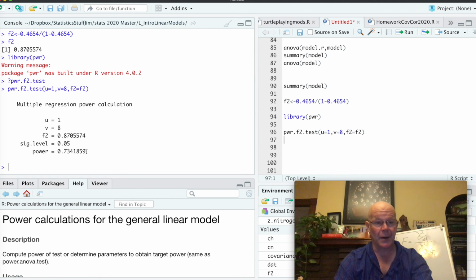And that is the power that we have. Based upon that sample, we would expect to miss the importance of nitrogen 27% of the time. And obviously if we increase the sample size, that will increase our denominator degrees of freedom, and we will have more and more power. And so that's how you do a power analysis for a simple linear model. In this case, it's a simple linear regression. Okay, that's all.